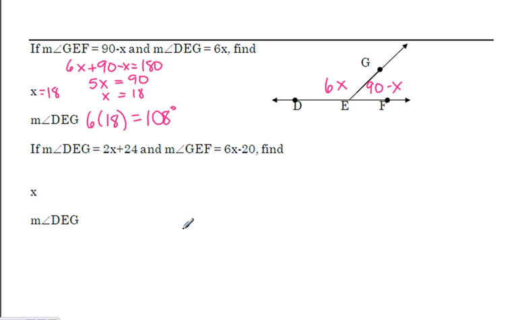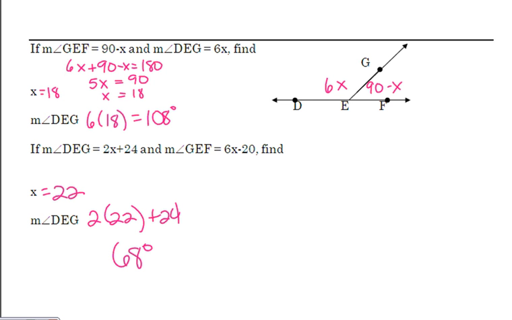All right, you guys pause right here, and you find me these two. All right, in this case, x equals 22, and since GEF is 6x minus 20, oh wait, we're talking about DEG, 2x plus 24, so 2 times 22 plus 24, so 44 plus 24, so we get 68 degrees. Sounds good.